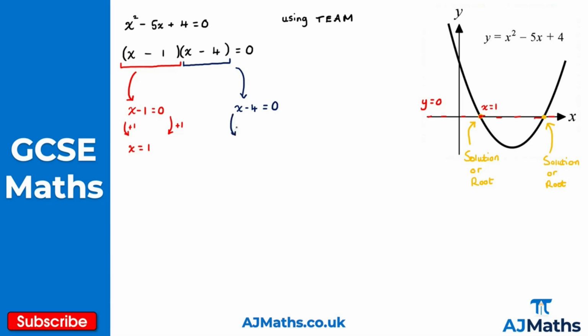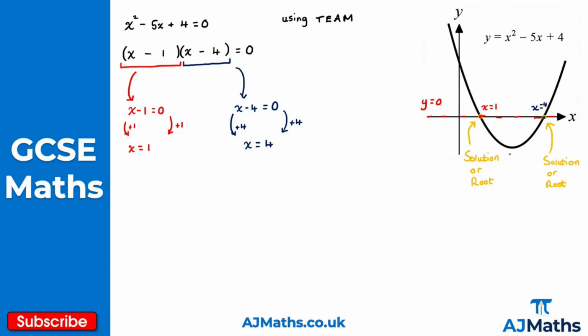So add 4 to both sides. And whatever we do to one side, do it to the other. Add 4 to both sides. In that case, then we get x equals 4 there. Okay. And that corresponds there to my second solution. So this point here, that is x equals 4.